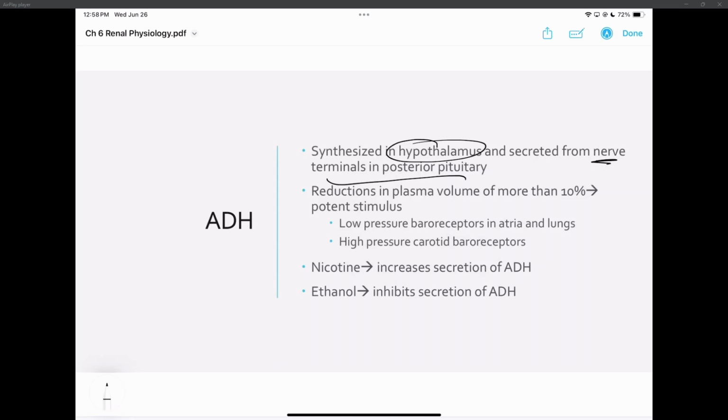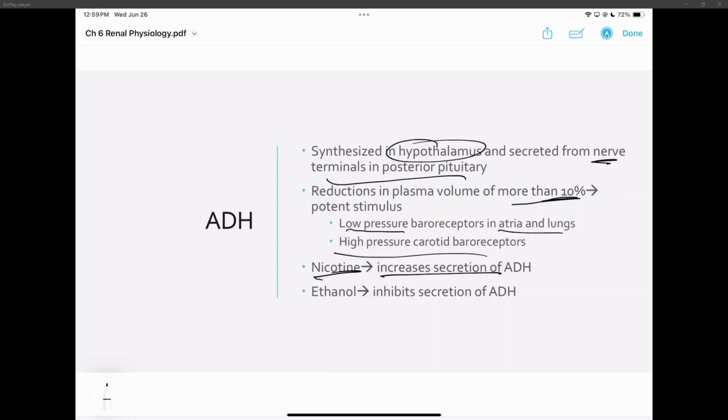Reduction in plasma volume of more than 10% is a stimulus. We'll figure that out via our low pressure receptors in the atria and the lungs, and our high pressure receptors in the carotid baroreceptors. And that's how we figure out what the pressure is like in the system. Remember, we have pressure systems. Nicotine causes increased secretion of ADH. So what does that mean to people who smoke all the time? Are they going to pee a lot or less?